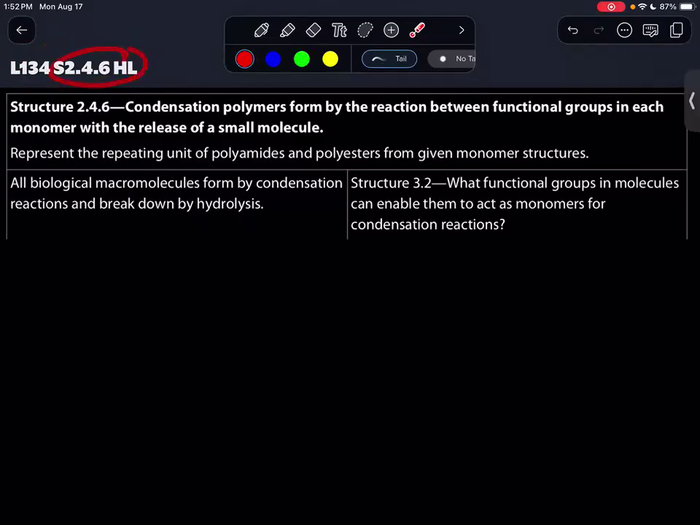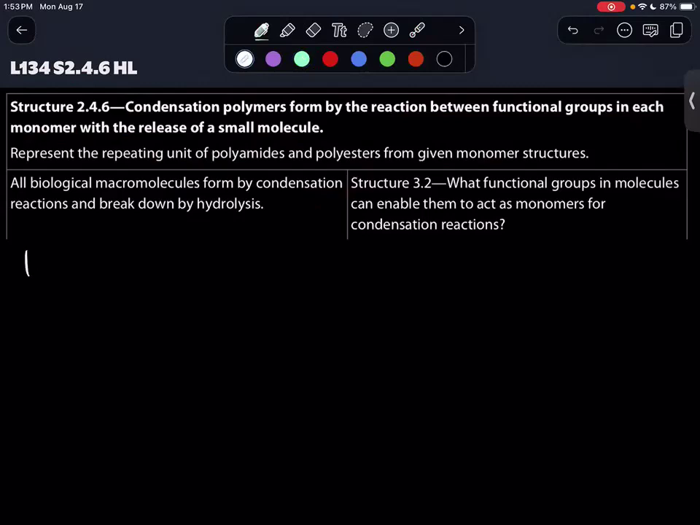Today we're going over structure 2.4.6. This is an HL topic. So we're going to be covering condensation polymers that form by the reaction between functional groups in each monomer with the release of a small molecule. This being condensation, we can assume that molecule is going to be water. We will represent the repeating unit of polyamides and polyesters given monomer structures. Something we must know is that all biological macromolecules form by condensation reactions and break down by hydrolysis.